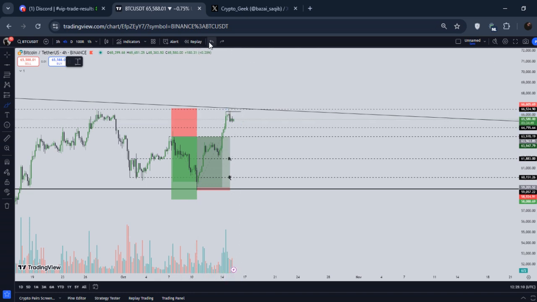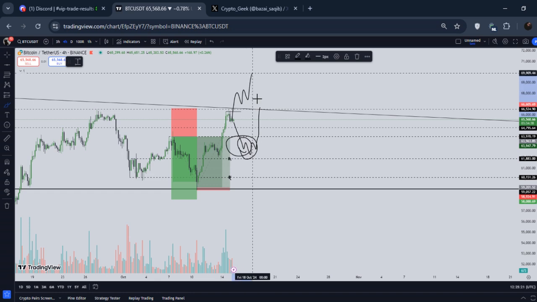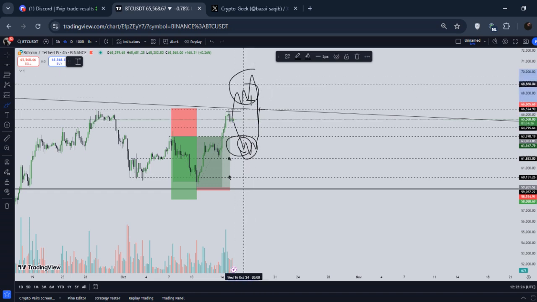What I personally think is that once we start to retest these zones, that would be a good area to get into a long position. Right now the short is not that favorable, but if we get this sort of move, then we can look for a short position right here and then a dip down.